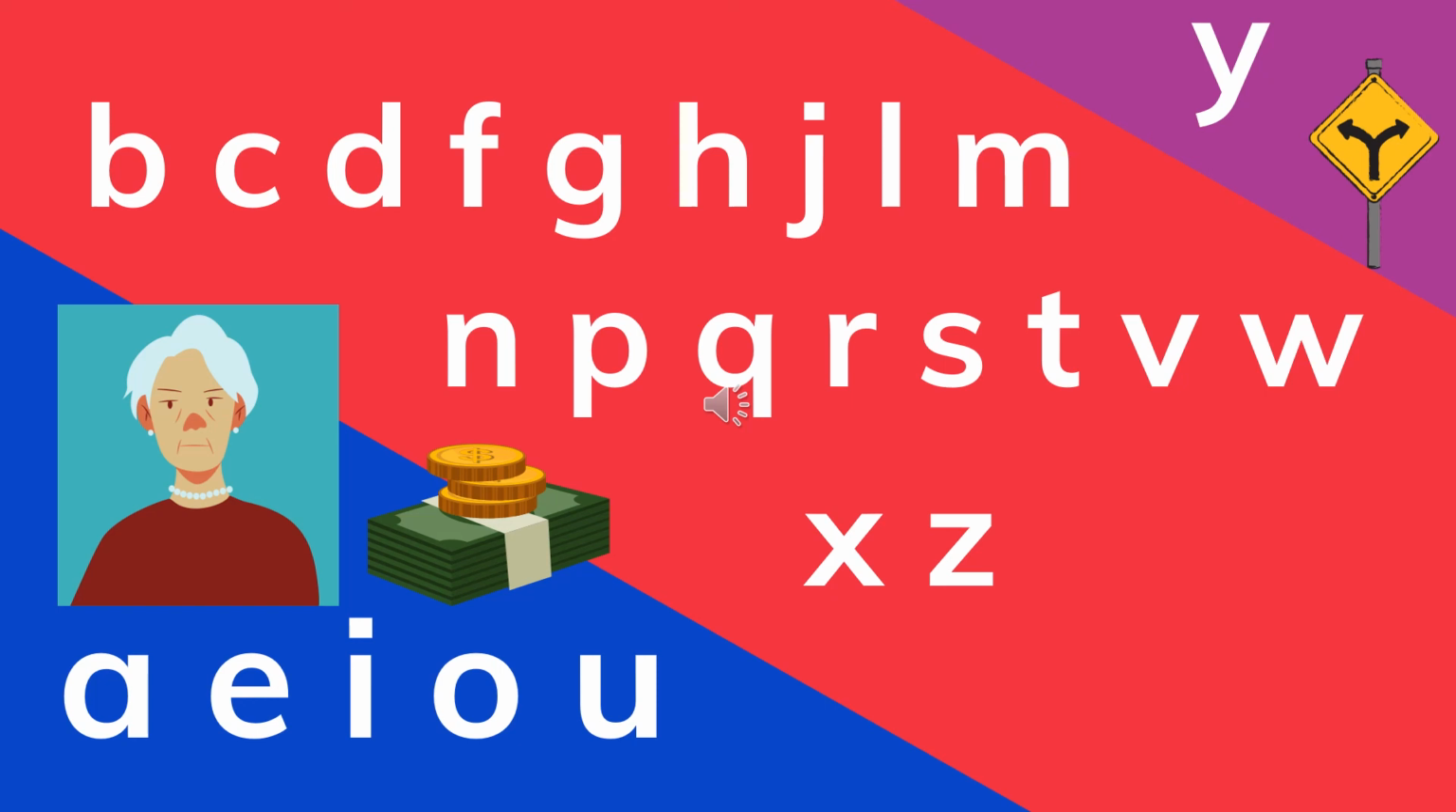Now you may be wondering about Y, who is all by himself up in the corner, and he has a purple background. Y is a funny little fellow of a letter because he can't decide what he wants to be when he grows up. So sometimes he acts like a vowel, and sometimes he does the job of a consonant. So he goes on both teams. He's a mixture of both blue and red. He's on team purple. And you can see there's a little sign next to him that shows that he can go two directions. He can be a vowel and be on the blue team, or he can be a consonant and be on the red team. So Y is someone who can go either way. That's why he's purple.